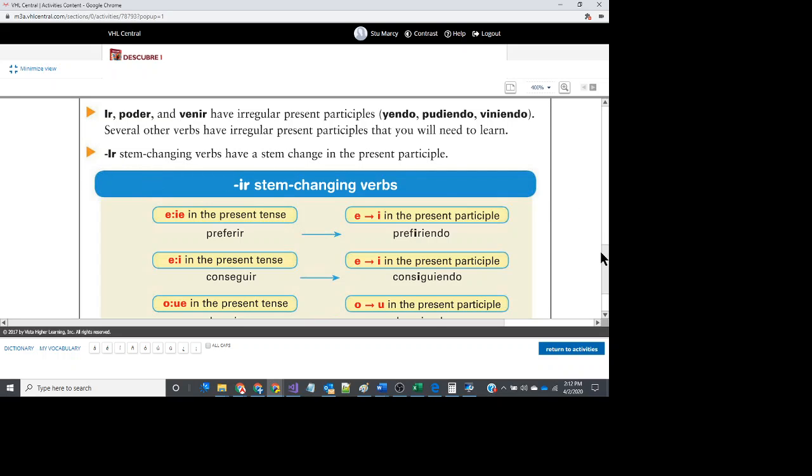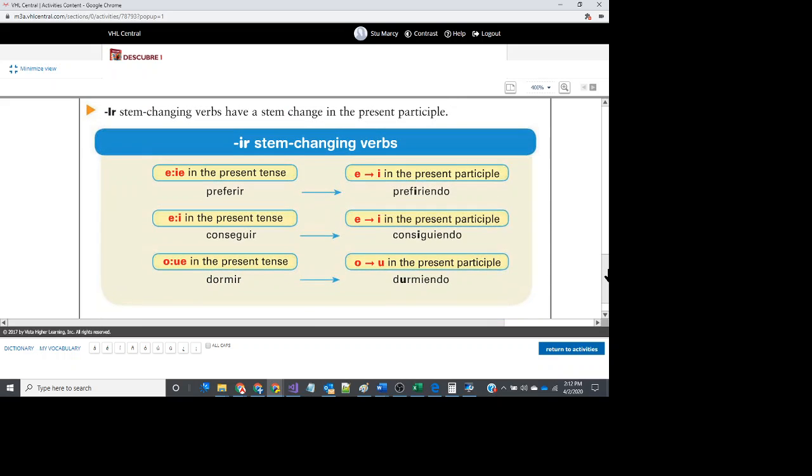But an interesting thing about the IR verbs is they're the only ones that have a stem change in the present participle. So remember, we learned there are AR verbs, ER verbs, and IR verbs in the last lesson that are stem changers. And we thought that was hard, but the good news here is you don't have to stem change them except the IR. But wait, there's a little catch. None of this one letter to two letter stem change.